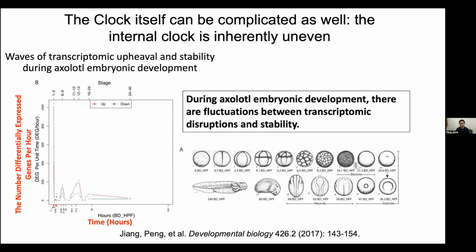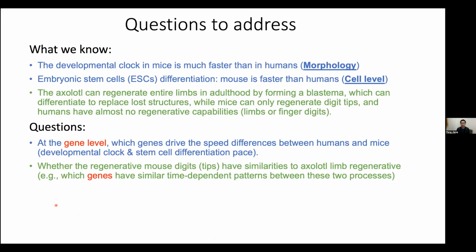So internally, the clock is not even. They have some ups and downs. They have a transcriptomic burst and are stable later on. They're complicated. What we have known is that the development clock in mice is much faster than in human. This is based on morphology. And we know the embryonic stem cell differentiation speed in the mouse is faster than in human. That is based on the cell level.